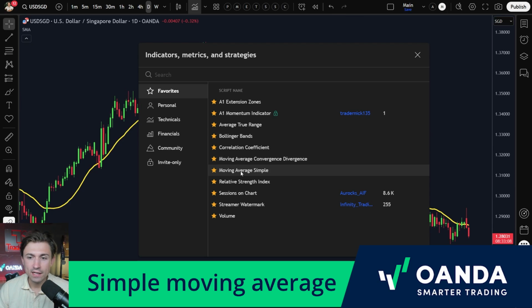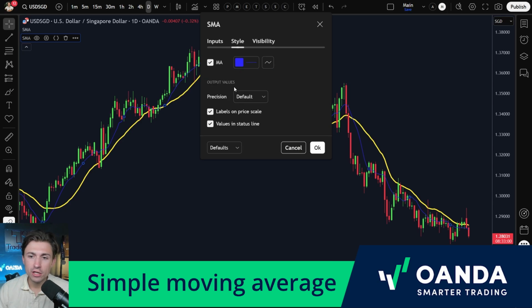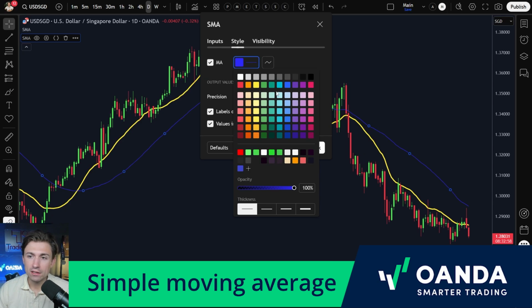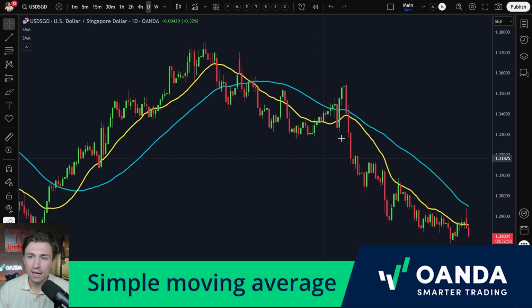So if we add a second moving average by clicking here, let's do a 50 period moving average in this case. And I'm going to change the style this time. Let's go for a light blue here. We'll make it a little bit thicker so we can see it. Everything looks good, and now we're good to go.